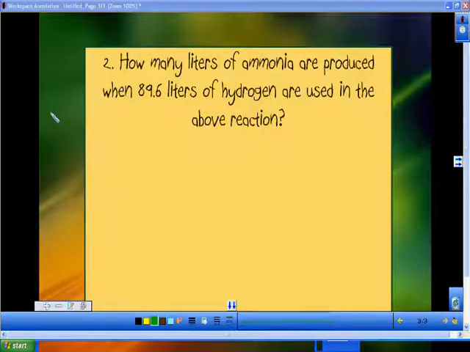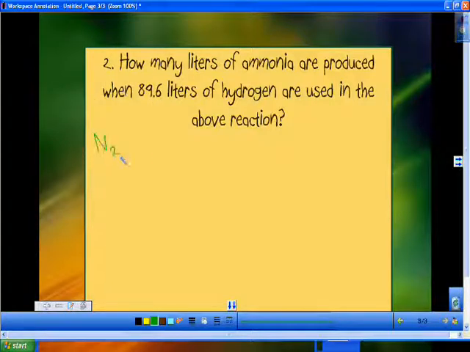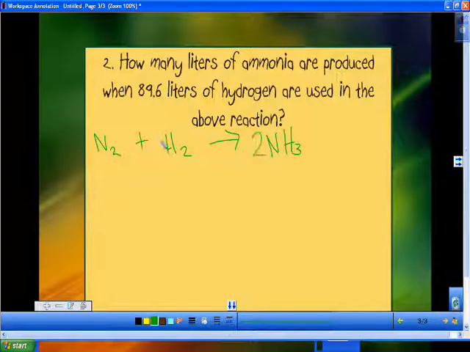Number 2, how many liters of ammonia are produced when 89.6 liters of hydrogen are used? And it's in the same reaction. So I'm going to rewrite that. We have N2 plus H2 yields NH3. And remember, it has to be balanced. So there we go, same equation.